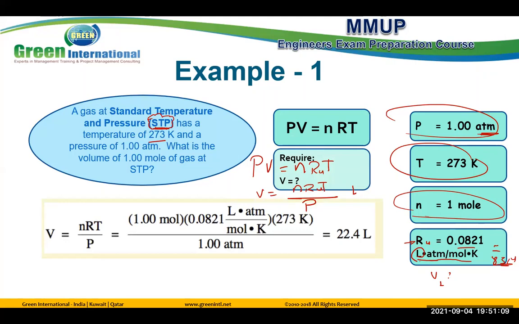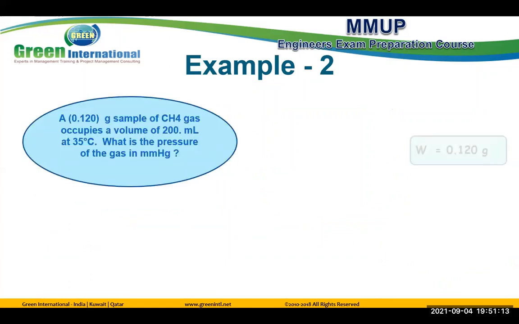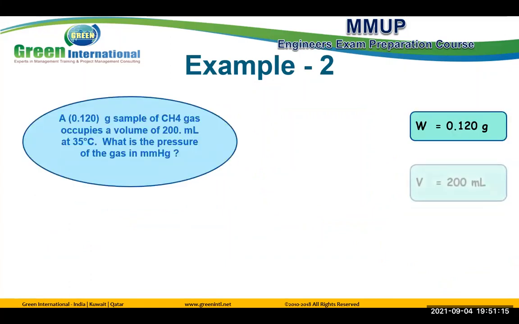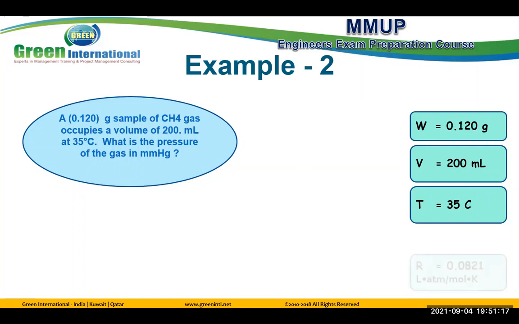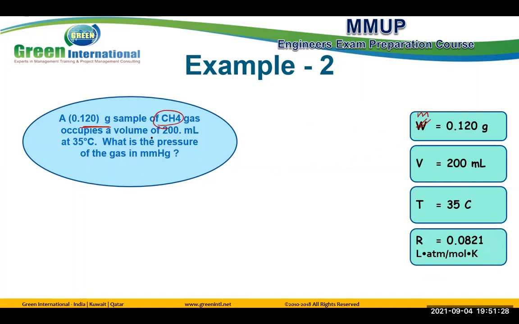Any question? Maybe you have one extra idea here. He gives you 0.12 grams, so this is a mass of CH4, so the type of the gas here is CH4. It occupies a volume of 200 milliliters, so this is the volume, which will be 0.2 liter.